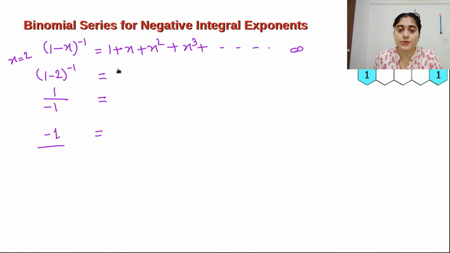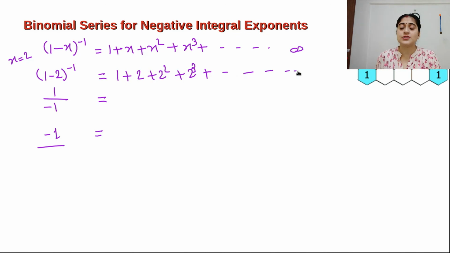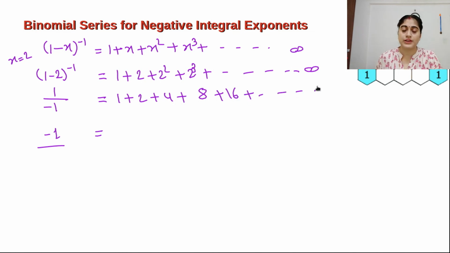So here if I put 1 plus 2 plus 2 square plus 2 cube, it keeps on increasing. The value is not going to 0, it keeps on increasing. So it will be 1 plus 2 plus 4 plus 8 plus 16, like that. A very huge value will come. It will never get close to this result.